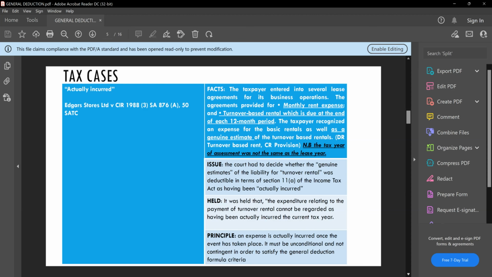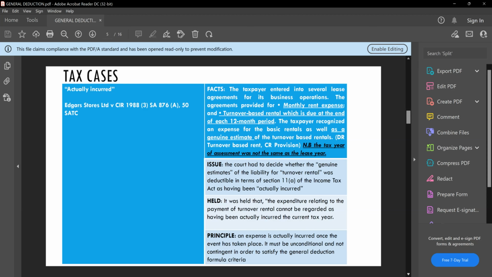It was held that, and when I say it was held that, this was the decision of the court. It was held that the expenditure relating to the payment of turnover rental cannot be regarded as having been actually incurred in the current year, right? This was just a provision. It was not actually incurred.